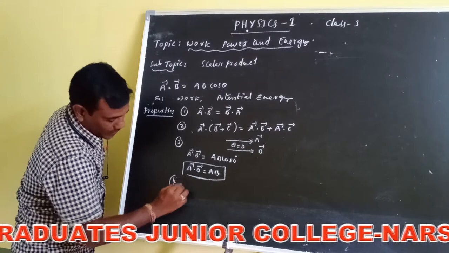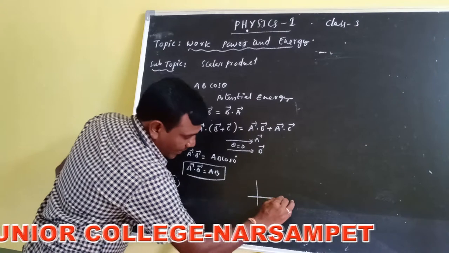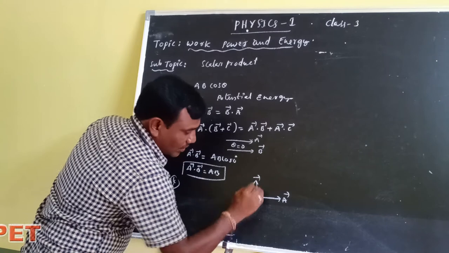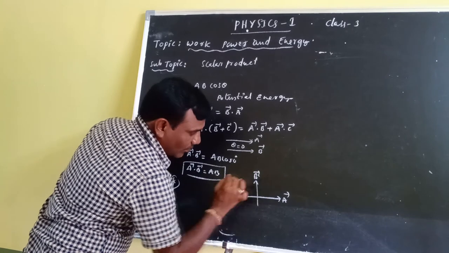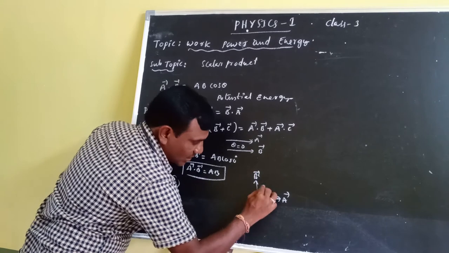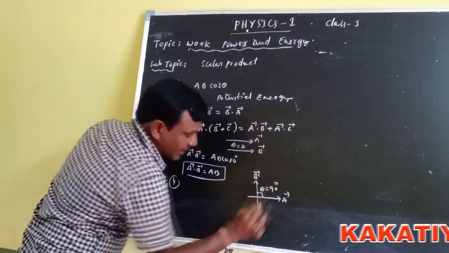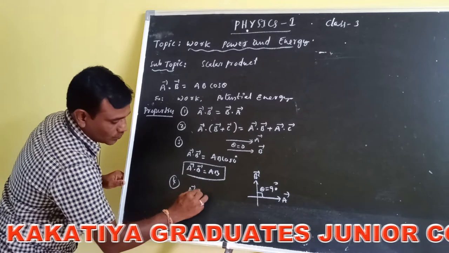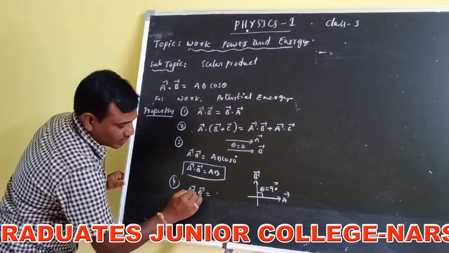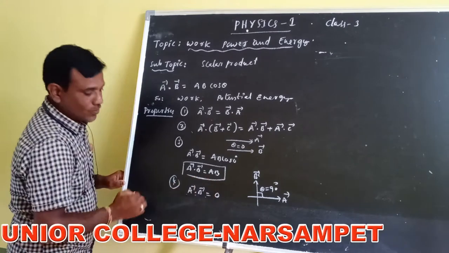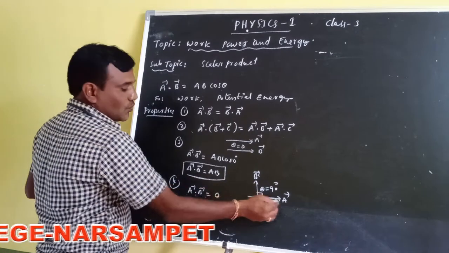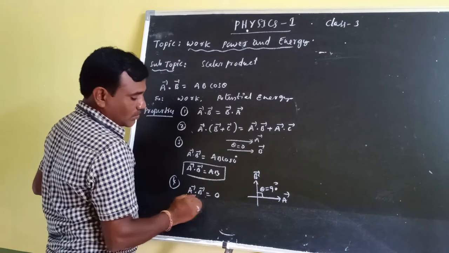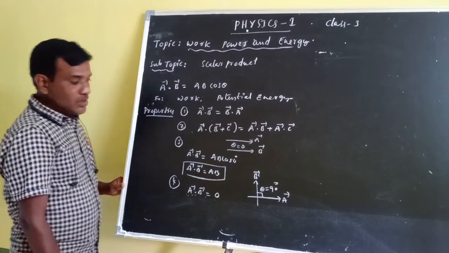And the fourth property: if the two vectors are perpendicular to each other, the A vector and the B vector, what about the angle between the two vectors? The theta is equal to how much here? 90 degrees. But cos 90 is equal to 0, then the dot product of the two vectors A and B is 0, A vector dot B vector is equal to 0. What happened? When the two vectors are perpendicular to each other, then the dot product of the two vectors is equal to 0.